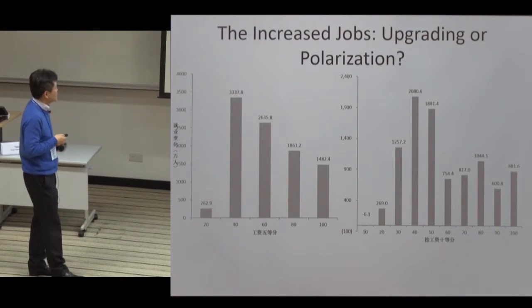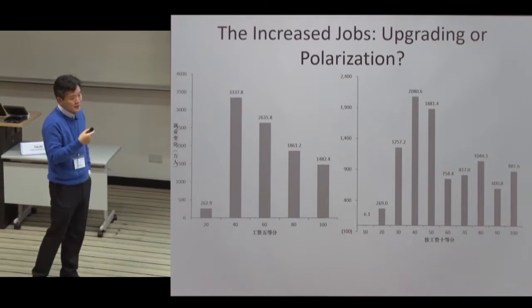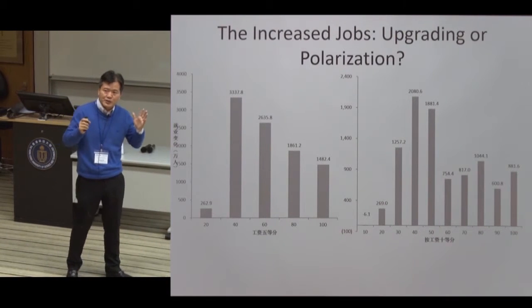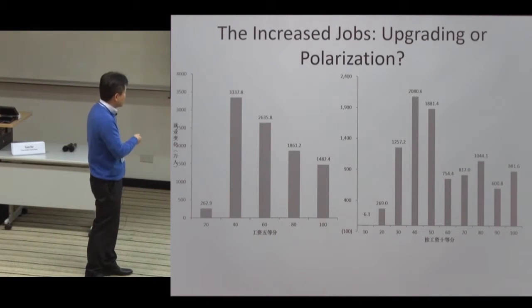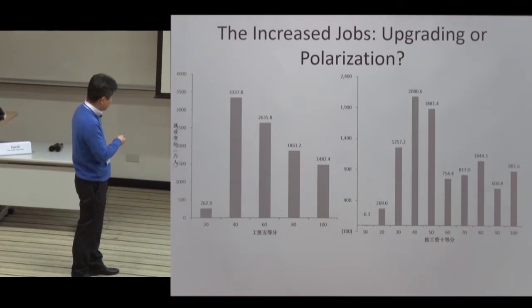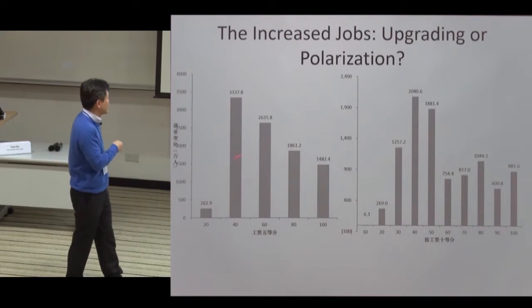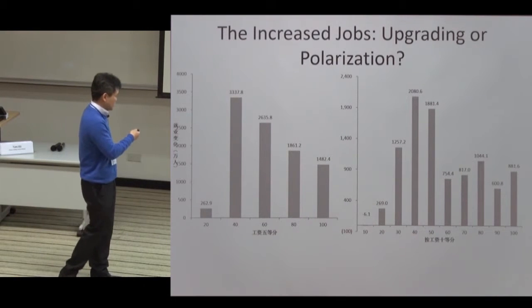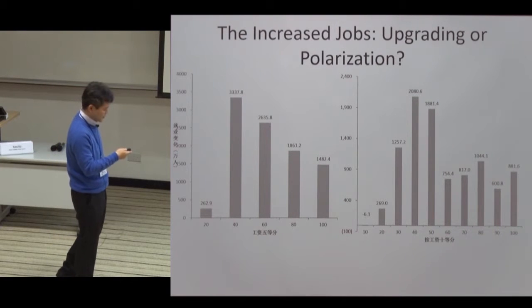Here is the result. If you look at the quintiles, it's not like the same studies in European countries. In many countries they have shown a polarized pattern, which means the jobs at both ends increased and in the middle decreased. But in China we have seen that the more advanced jobs have actually increased.